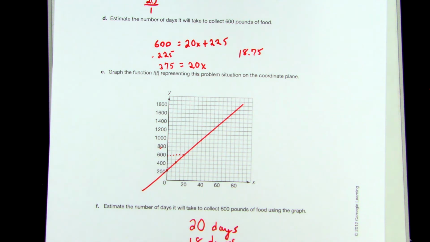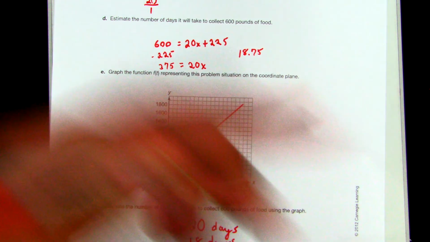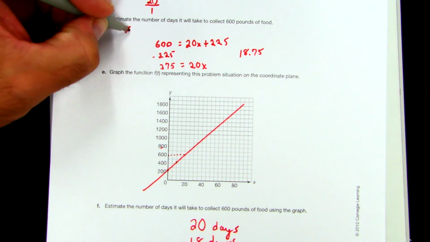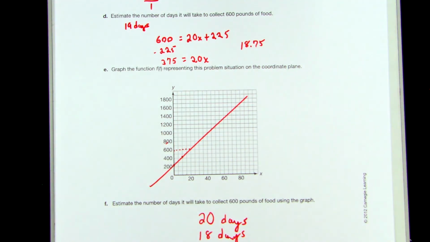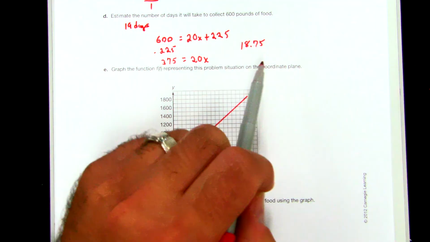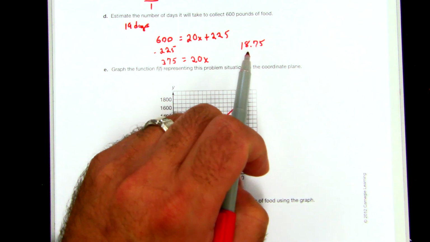Hopefully you did not say 18.75. How many days will it take for them to collect 600 pounds of food? Hopefully you said 19 days. Because they're trying to be what? Discrete. They're trying to be discrete. They're saying, how many days will it take? Not part of days, how many days? 18.75 days?